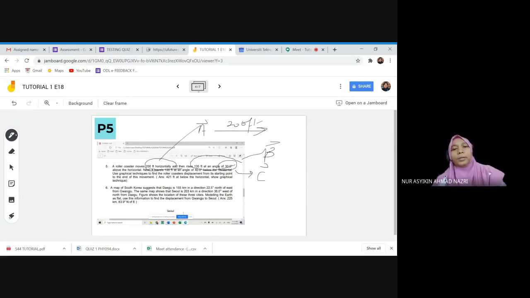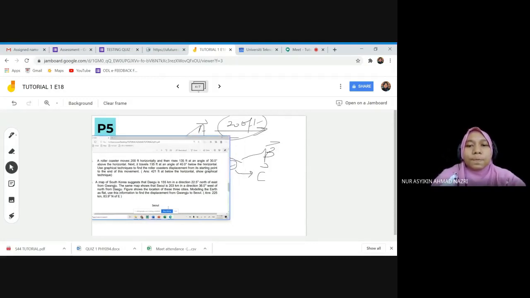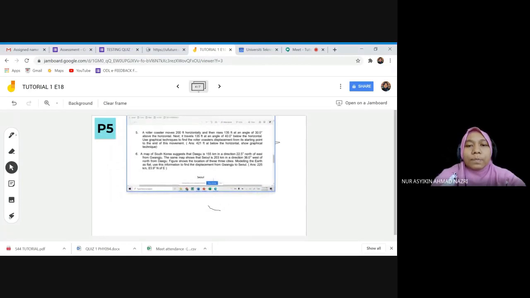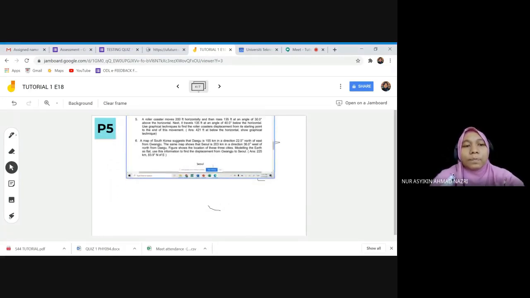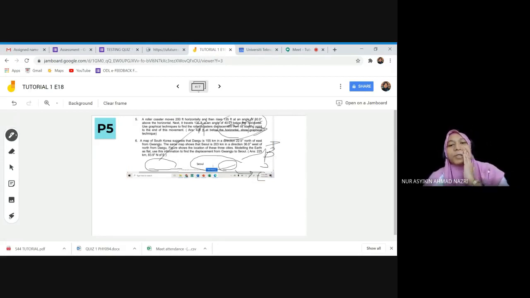So bila graphical techniques means that first thing first that you need to do is buatkan dia punya scale, because it contribute to marks juga. Okay. So buatlah scale dia. 200 feet nak convert kepada sentimeter pun boleh. Okay, so buatlah. Alright, then so we draw.